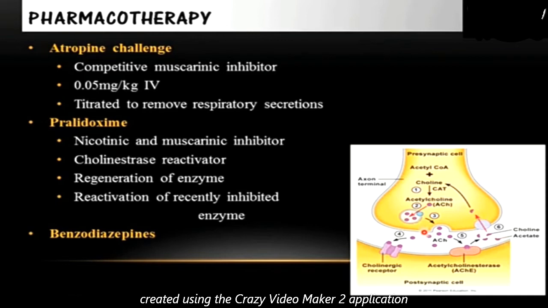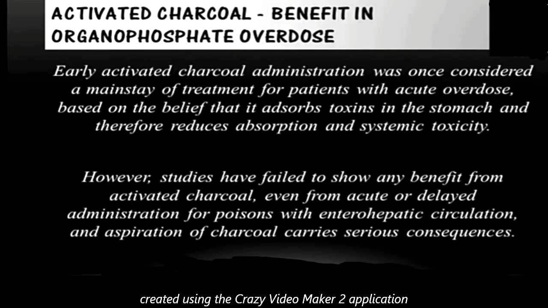So second is pralidoxime. It covers both nicotinic and muscarinic actions. And secondly, it is also called a cholinesterase reactivator. What does it do? It reactivates this acetylcholinesterase enzyme, and there will be a regeneration of the enzyme and reactivation. Third treatment is for convulsions, for which we can give benzodiazepines.